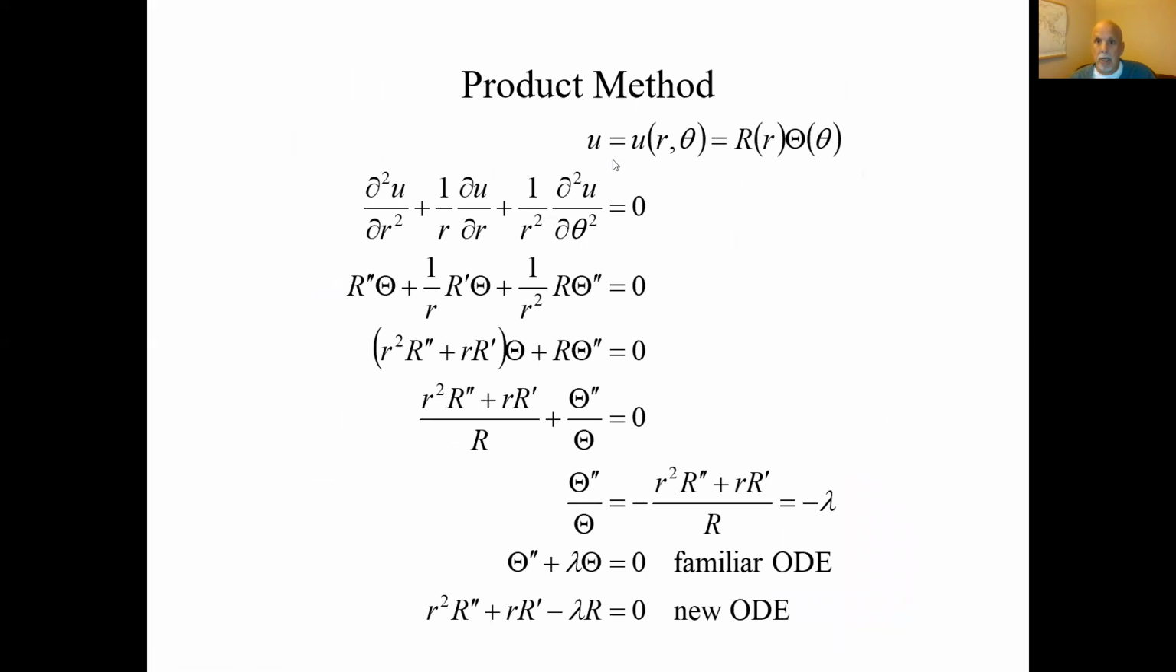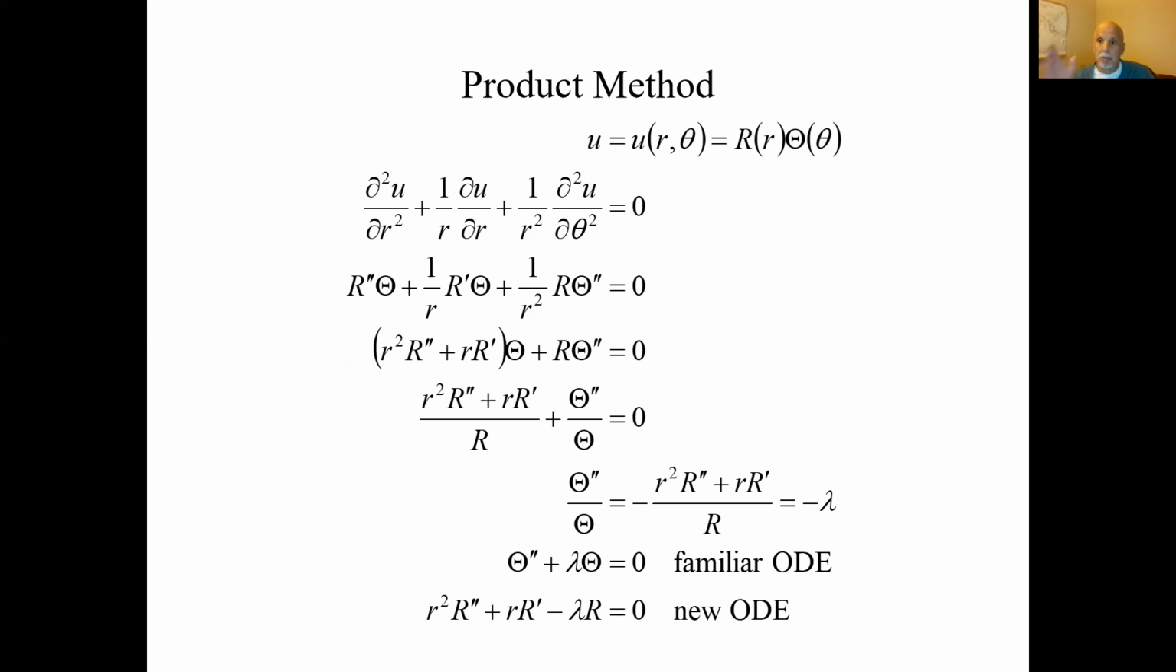So let's see. Using the product method, that says we're going to take our function and split it up into functions of each of the two variables separately. Now our variables are r and theta, little r and little theta, or coordinates. Here's the equation. So rewrite it in this type of form. This first term will be big R double prime theta. Here we have the 1 over little r times big R prime, big theta, etc. That's this line here, just the equation rewritten using the product version.